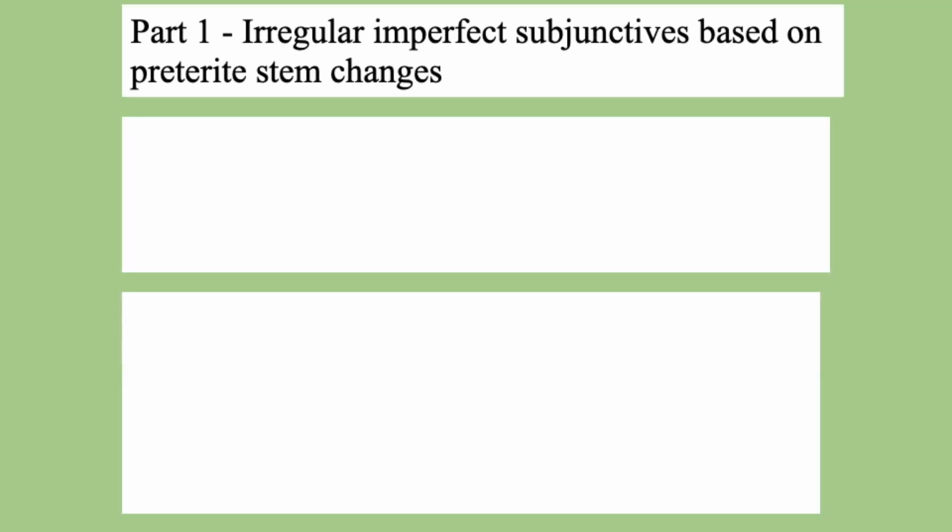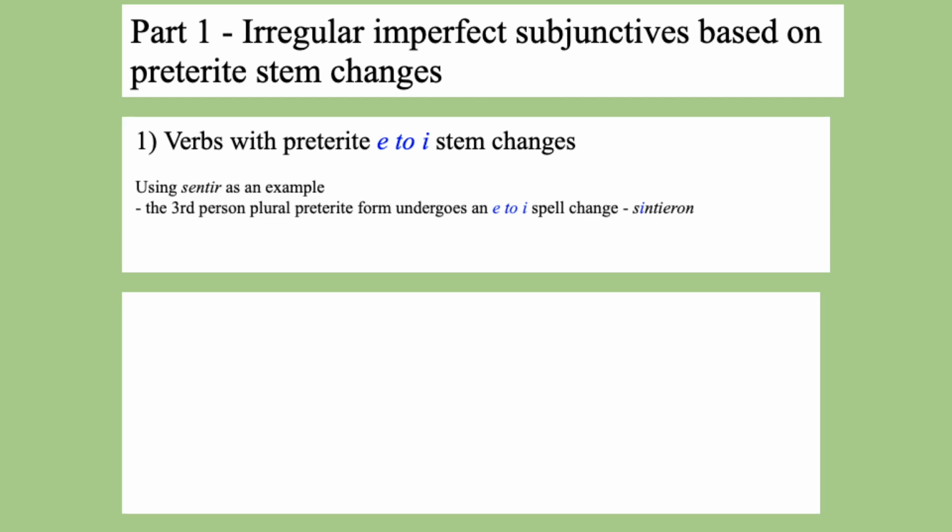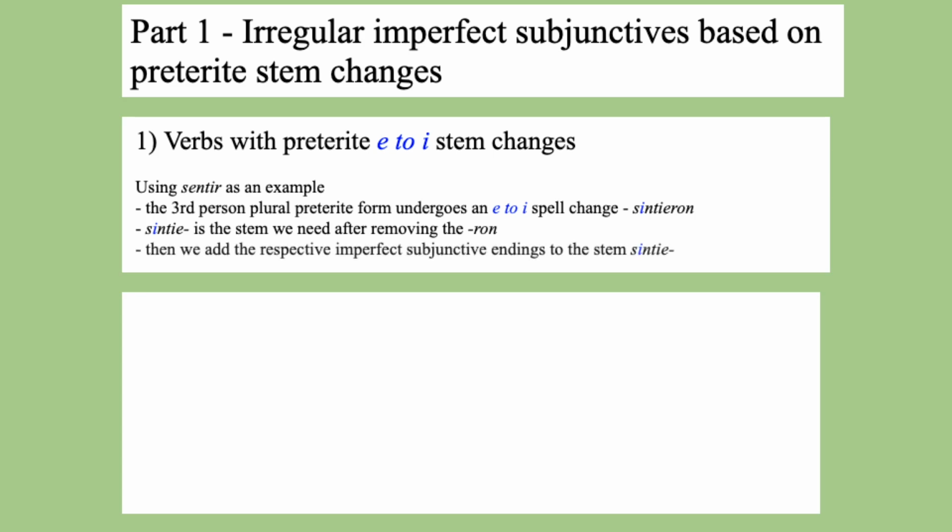First, we will look at verbs with preterite stem changes, starting off with the E to I stem change. So for the verb sentir, the third person plural preterite form undergoes an E to I stem change, sintieron. And we remove the ron and obtain the stem sintie. And to this stem, we add the imperfect subjunctive endings afterwards.